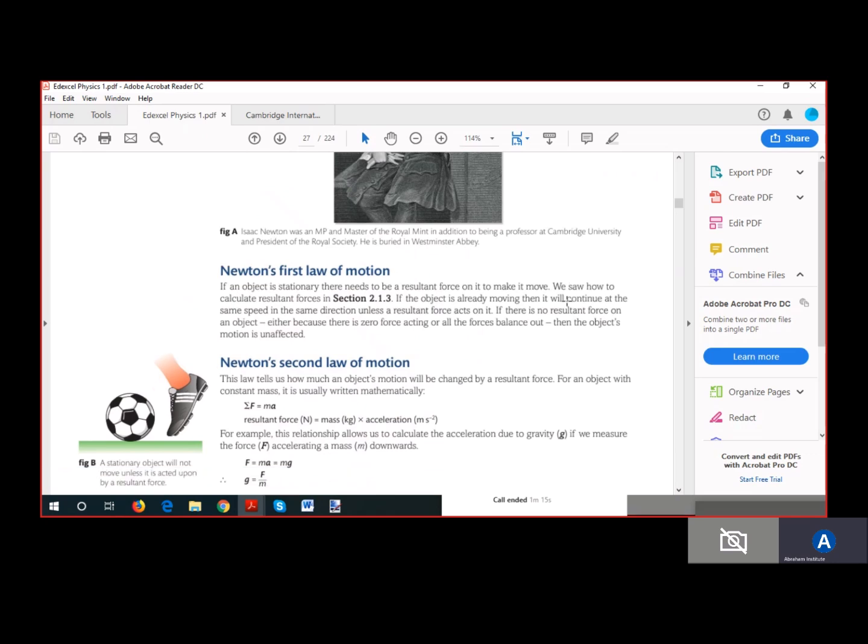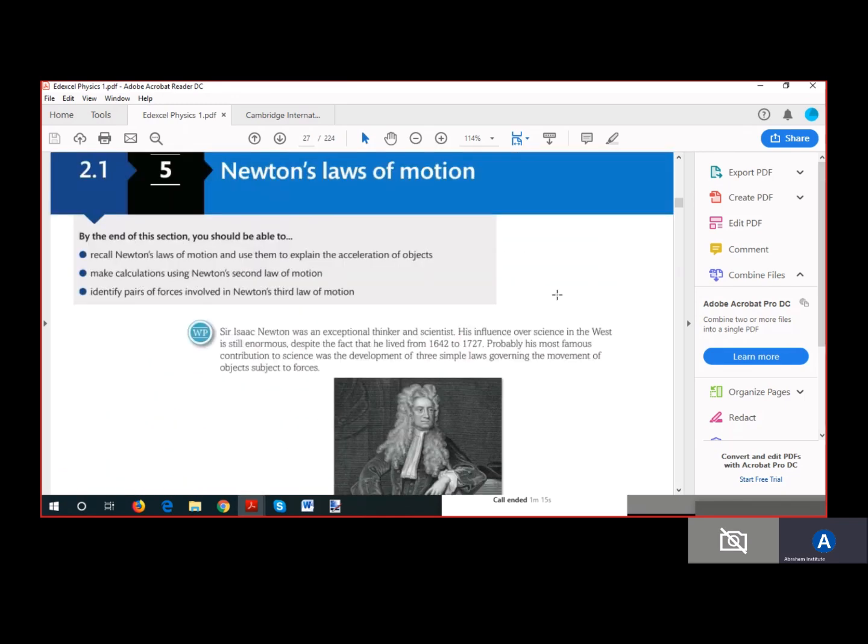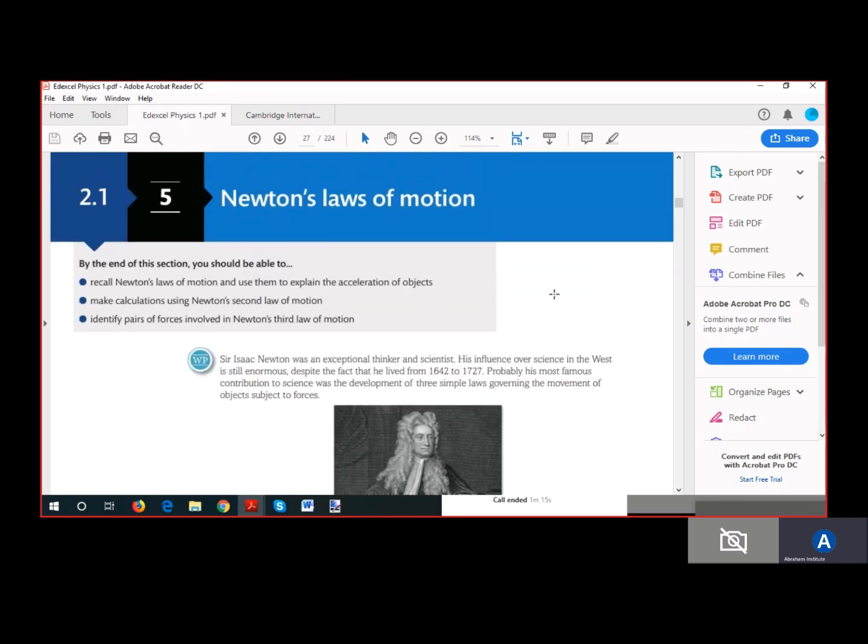Okay, Newton's first law. Now you have to memorize these three laws: Newton's first law, Newton's second law, and Newton's third law. Memorize it with understanding, because they can ask you to write them down in the exam paper. They can ask you to define Newton's first law, define Newton's second law, define Newton's third law. So that's why you have to memorize the definition with understanding, because you can write it in your own words, but there are some keywords that they look for.